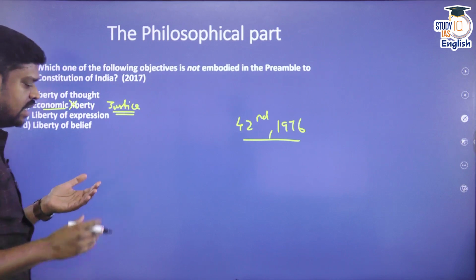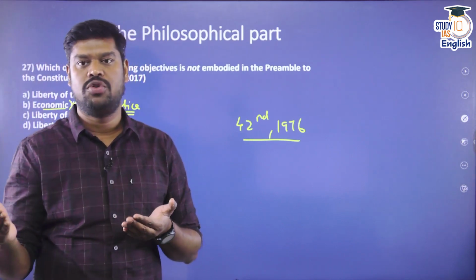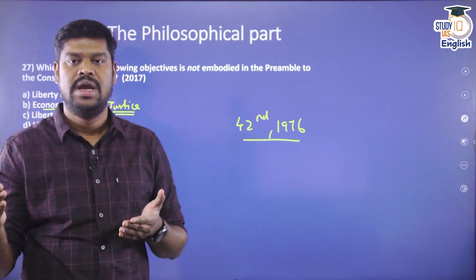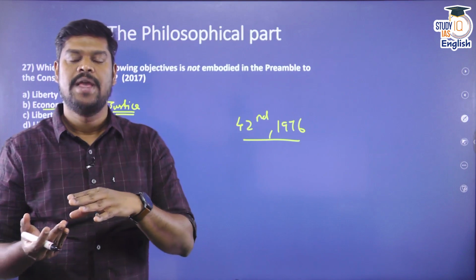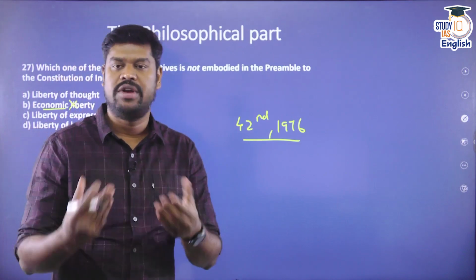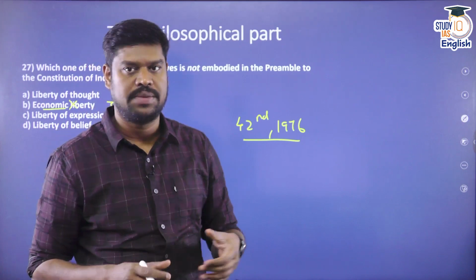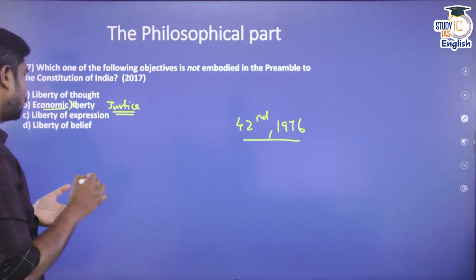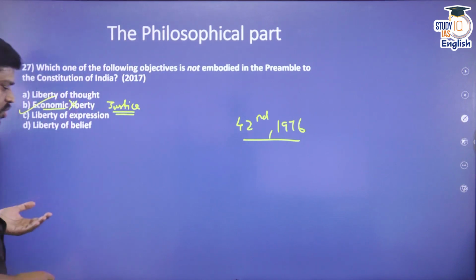Justice is social, economic and political, and there was a reason why they followed this order: social justice is far more difficult to achieve than economic justice, and economic justice is far more difficult to achieve than political justice, in the opinion of the Constituent Assembly. That is why this particular order has been followed. So, which one of the following is not embodied? The right answer is option B.